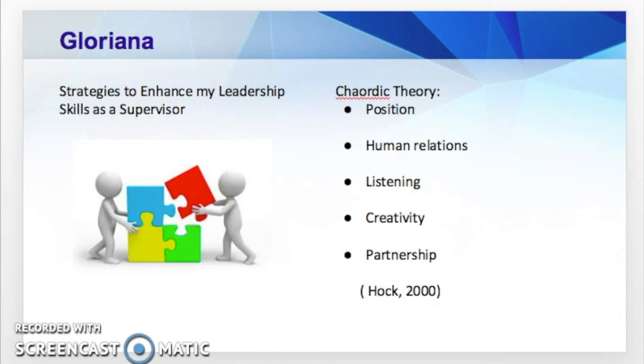Interpersonal skills to give effective feedback will increase good human relations. Listening skills to improve decision making, creativity to implement new ideas and new approaches, and create partnership with my supervisee to have a better atmosphere and both work for the benefit of the patient and their families.